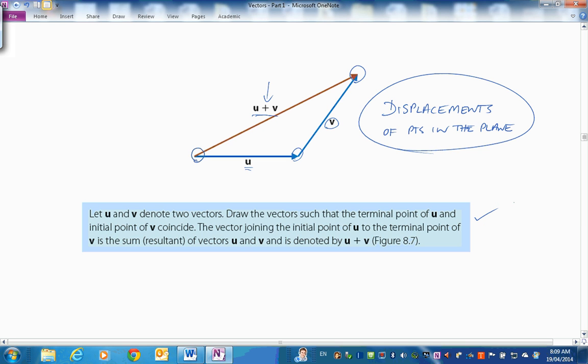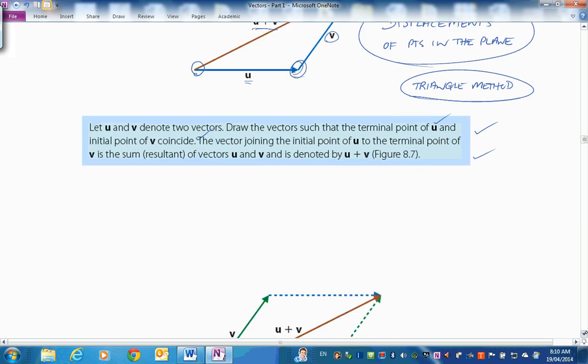So here we have it. Let U and V denote two vectors. Draw the vectors such that the terminal point of U, that's the tail of U, and the initial point of V coincide. So we're saying displace the point by U and then add on to that the displacement of the point by V. That makes a very nice triangle method of adding two vectors. And it's quite reasonable and commonsensical to see how that works.